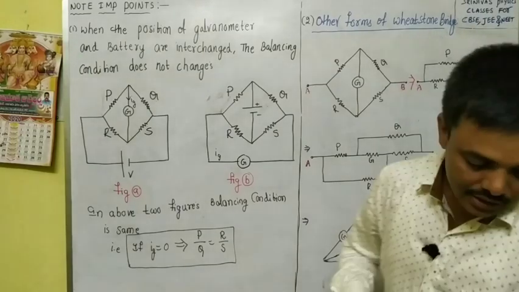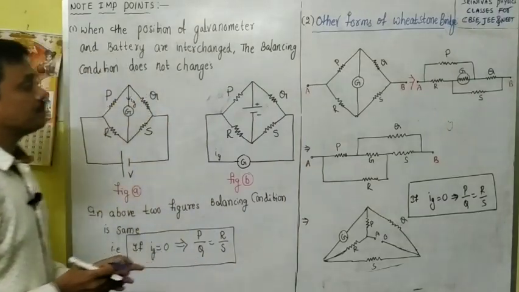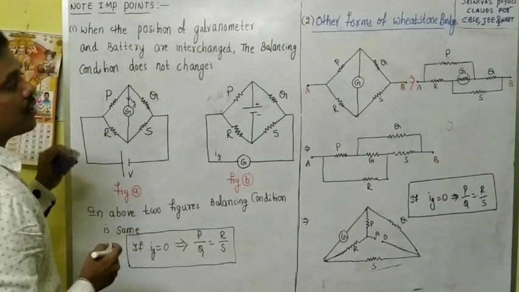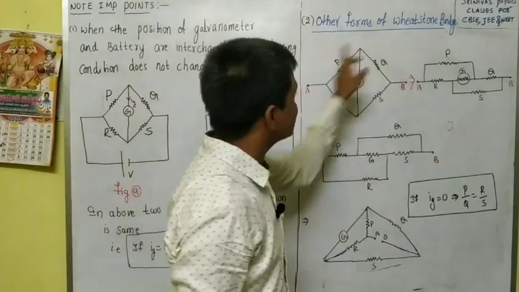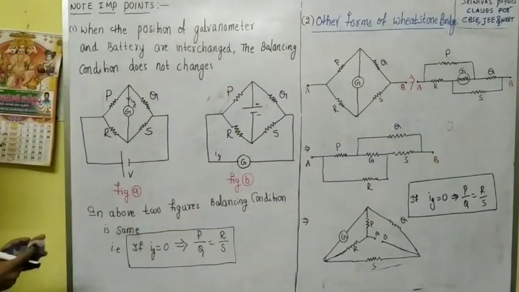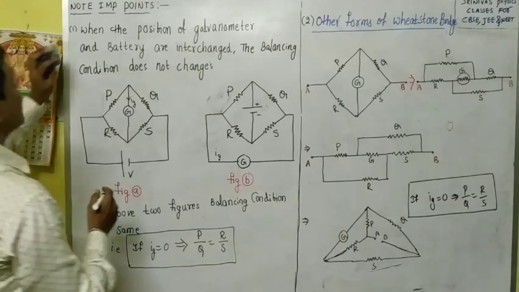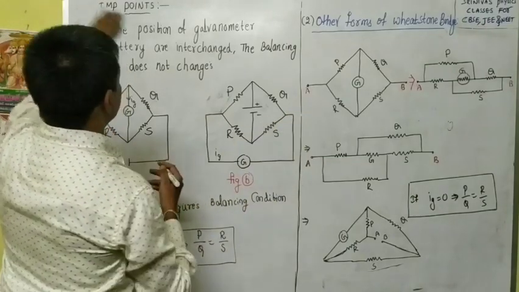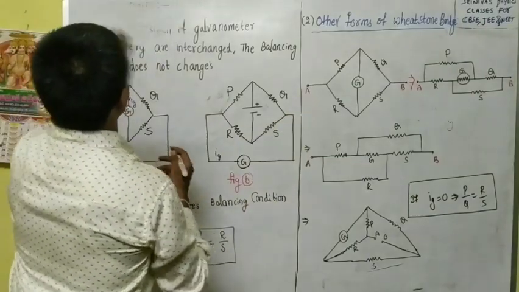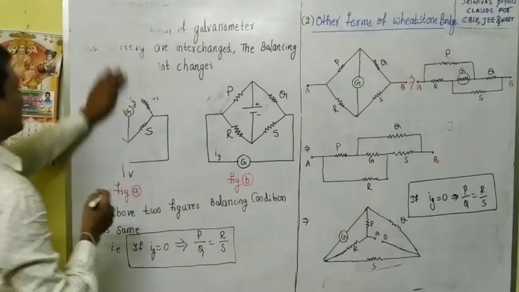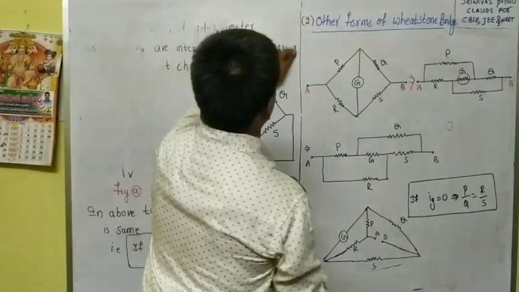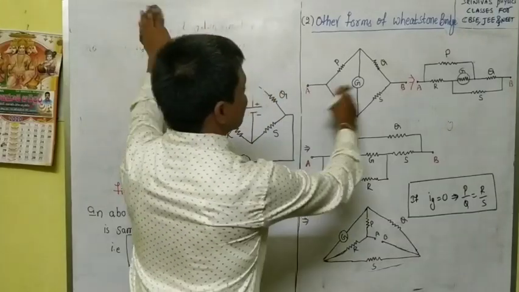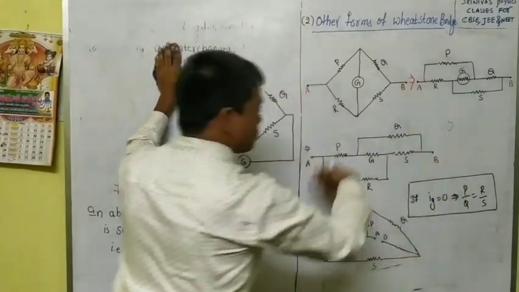Now let us see, I will continue. If anybody asks to find out the effective resistance between A and B in all these cases, I will find it out very easily. For example, they give a question like this: if the current through the galvanometer is 0, find the effective resistance between A and B. In any diagram they will give.